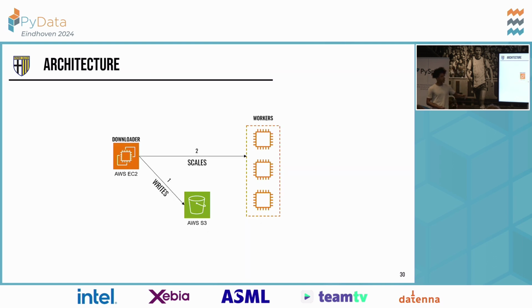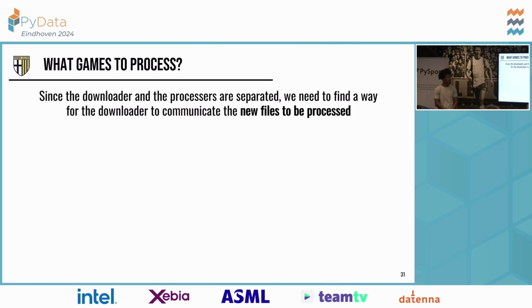So we can have a first look at the first bricks of our architecture. I'm showing AWS icons because that's what we use at Permaculture, but other cloud providers have similar solutions, so you can use other cloud providers too. And so we have the downloader, which is simply a virtual machine and writes on the bucket that symbolizes the data lake, and it scales the workers according to the load.